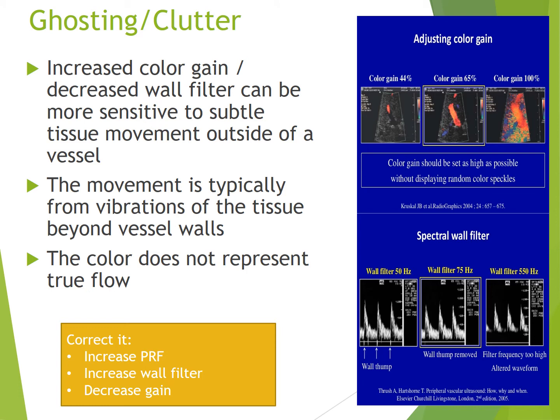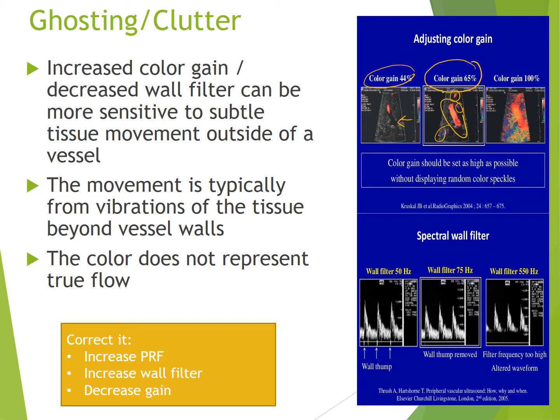So ghosting and cluttering then is color or waveform information that is being displayed when it's not true movement or true color that should be displayed. Over in our example on the side here, we have the color gain set at 44% in the first picture, and we're not even showing flow in most of that vessel. In the next picture over, we have color gain set at 65%.